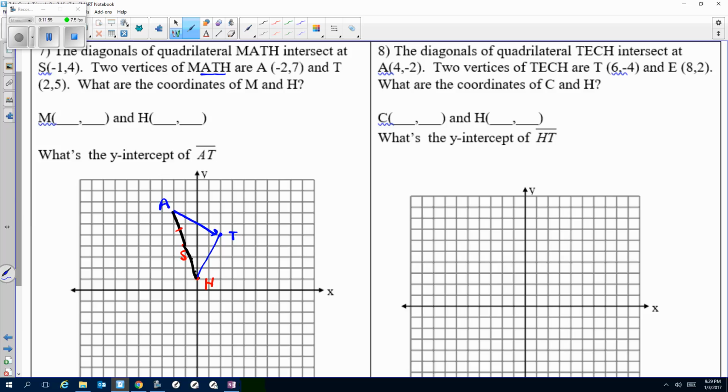Well, over here, I'm going to use the green line. T through S is also a diagonal, so the other part has to be to the left of here. So I'm thinking I'm going down 1, to the left 3. So I'm going to repeat that. And here is where my M would have to be.